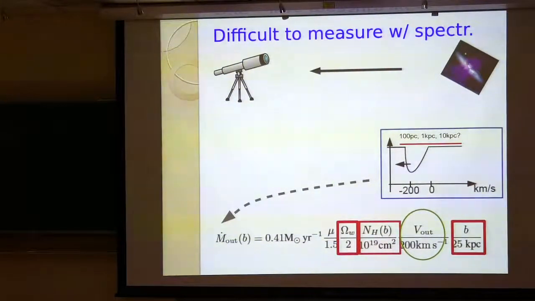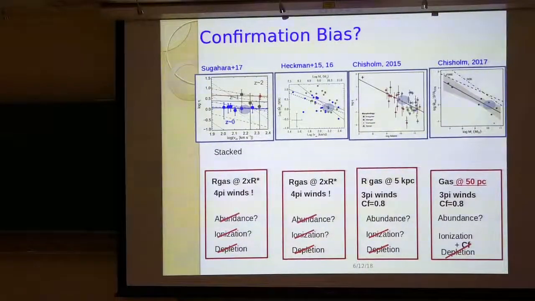Is the flow completely spherically symmetric with 4 pi winds, or is it biconical like we've discussed the last few days? And also, you have a metal line like sodium or magnesium, so you don't really know how to go from that to a total gas column. That doesn't prevent people from trying, and it's not always consistent. The assumptions are not always self-consistent, yet they get the same result. So this is a bit of a word of caution.